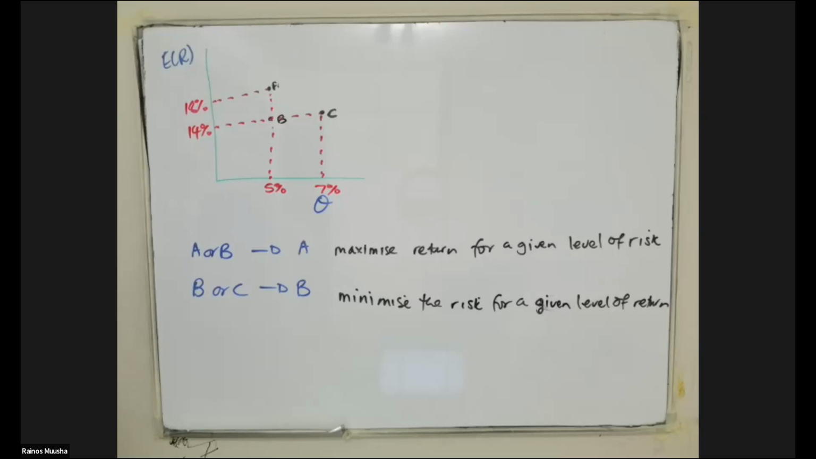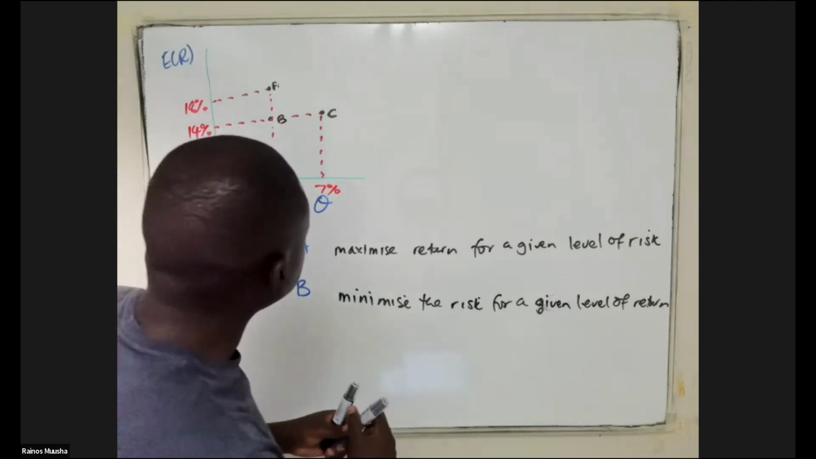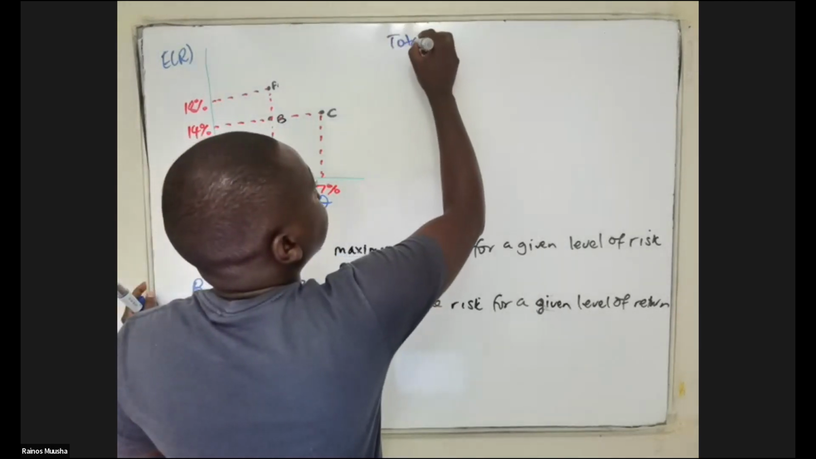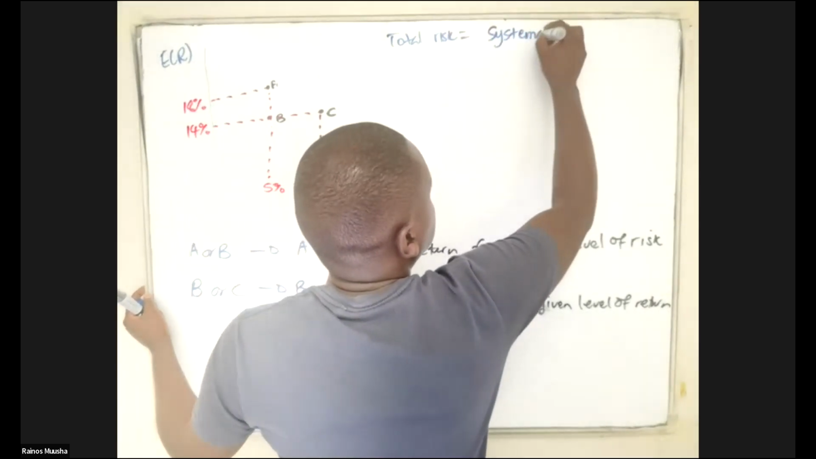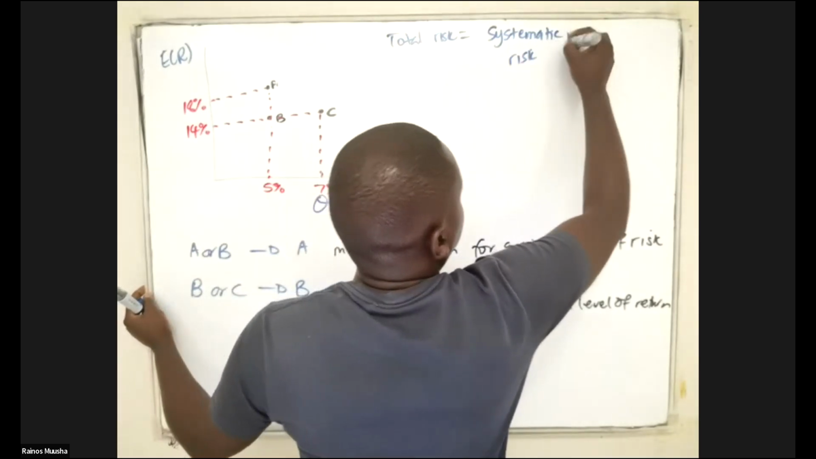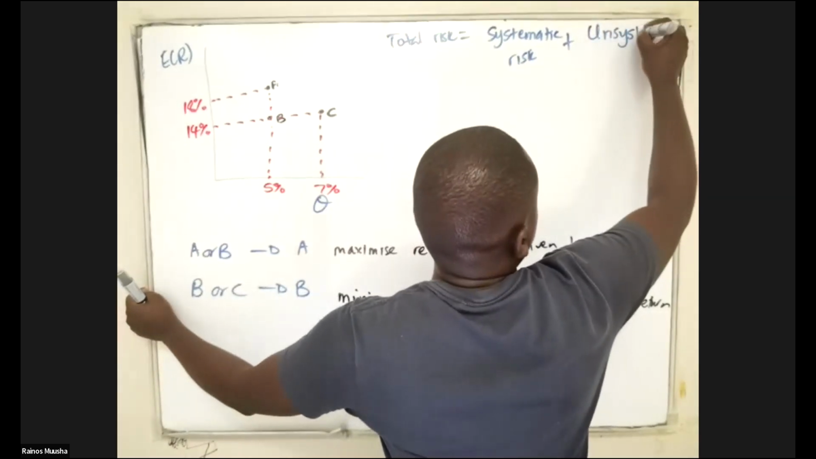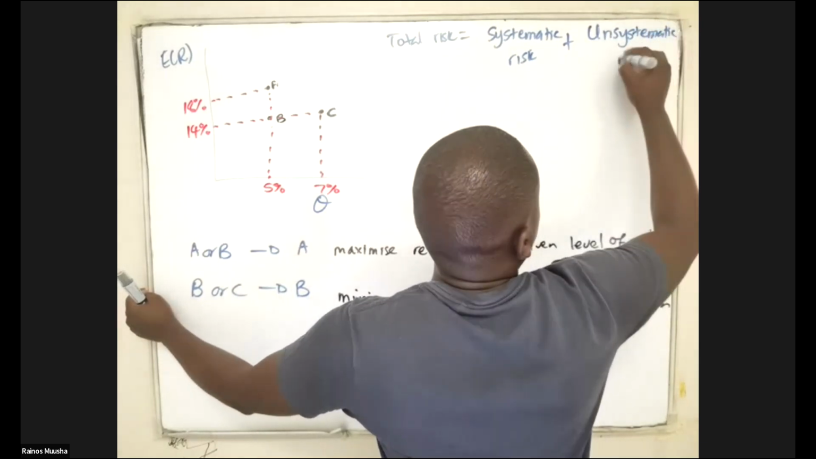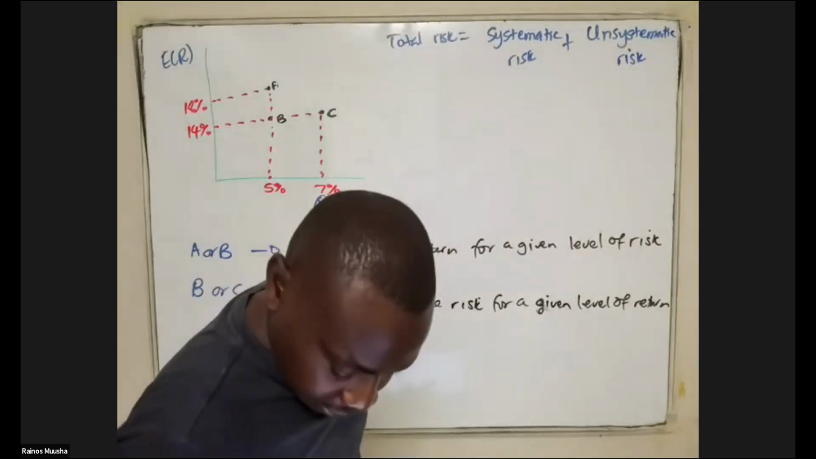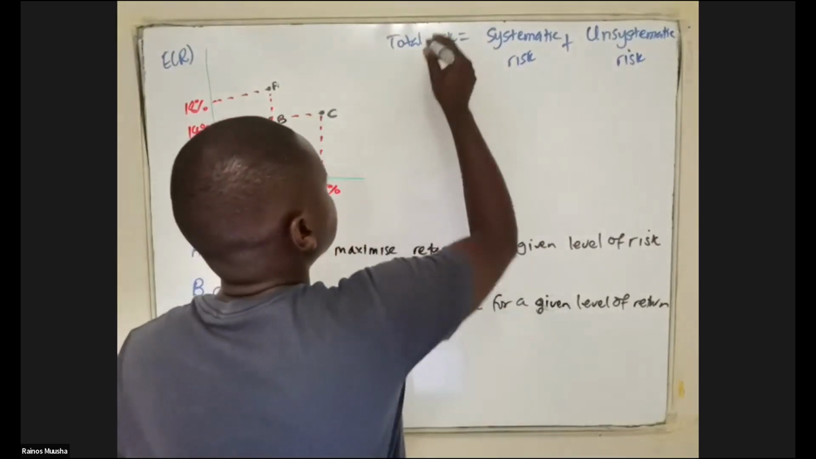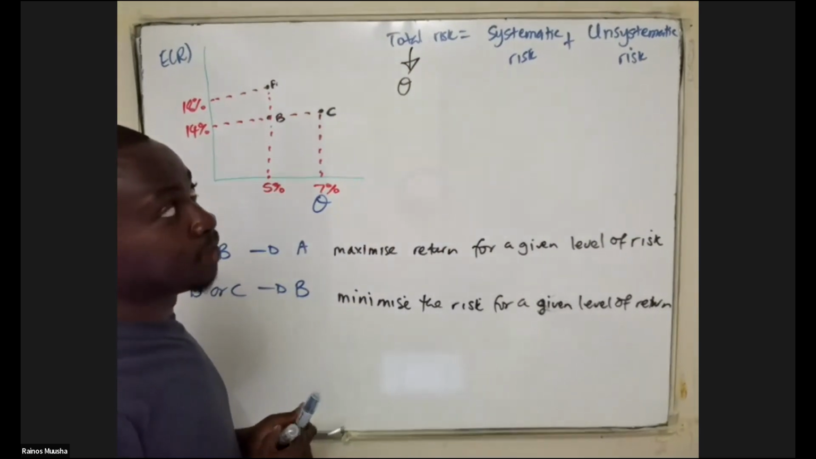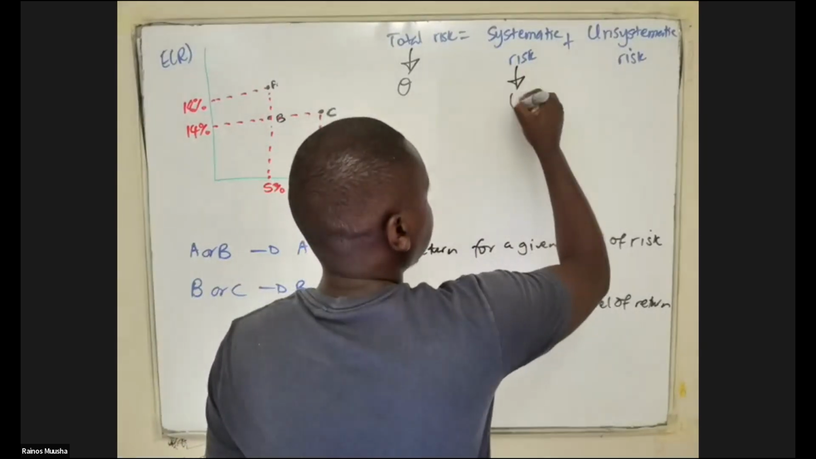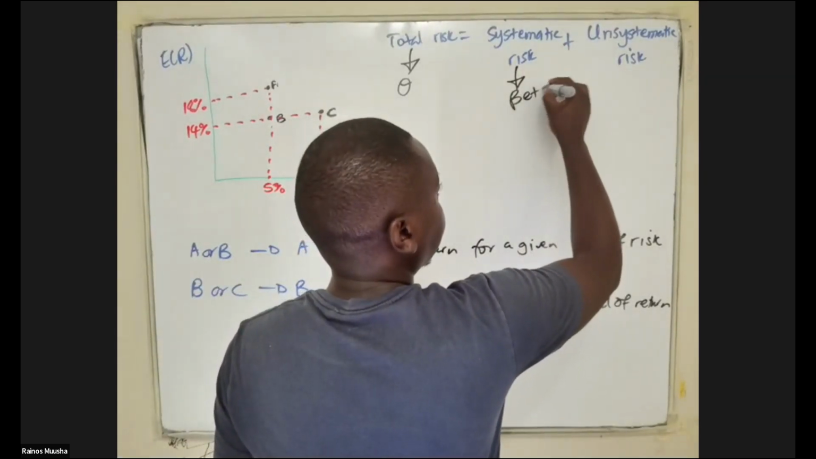So your risk exposure in this case, we are taking into account the standard deviation. And please note as well, your total risk is given as systematic risk plus unsystematic risk. The total risk in this case would be measured by the standard deviation. The systematic risk is measured by the beta.